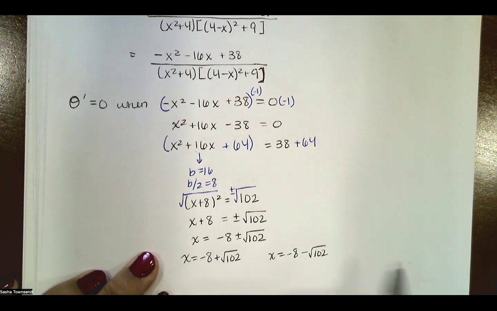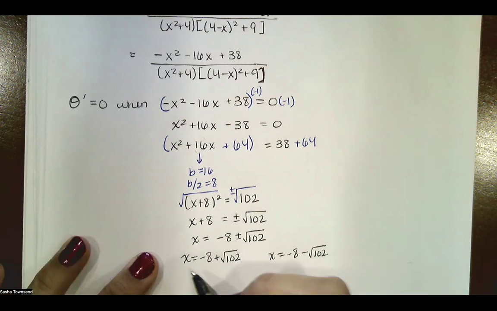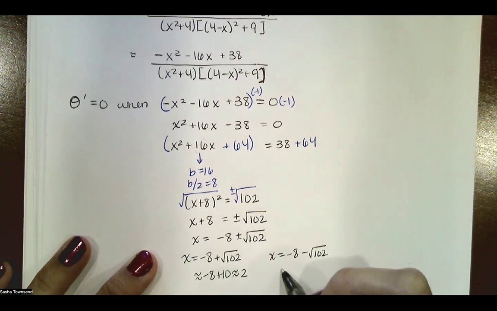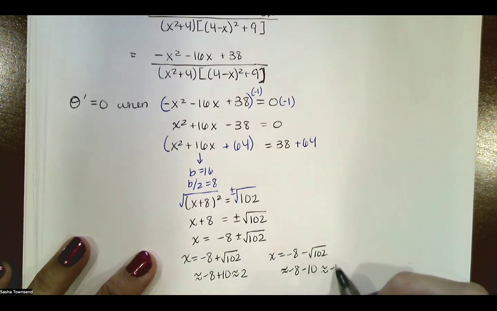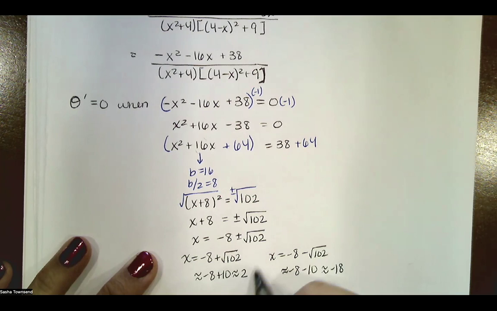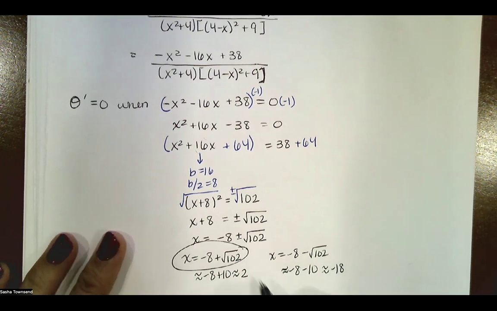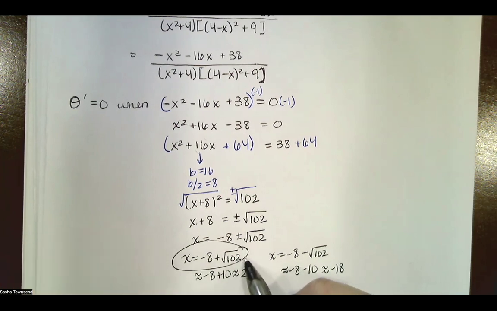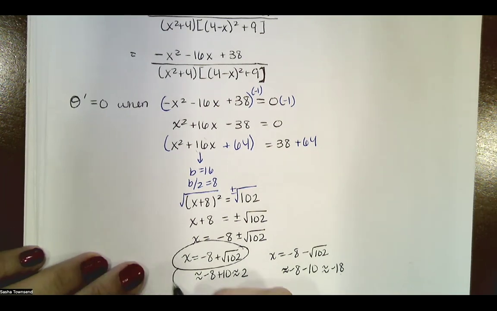And the square root of 102 is just slightly larger than 10, right? So this is approximately negative 8 plus 10, which is approximately 2. And this is approximately negative 8 minus 10, which is approximately negative 18. This is the x value on the interval of interest, because that is going to be slightly larger than 2, which is between 0 and 4. Negative 18 is way outside our bounds, so we're not concerned about that. Okay, so this is our critical value on the interval of interest.